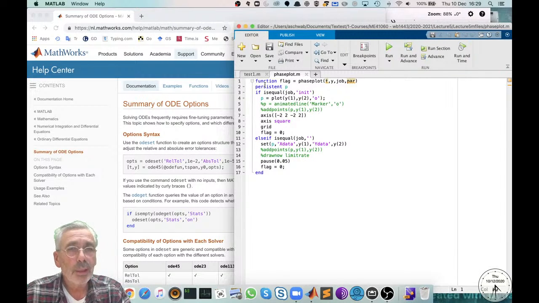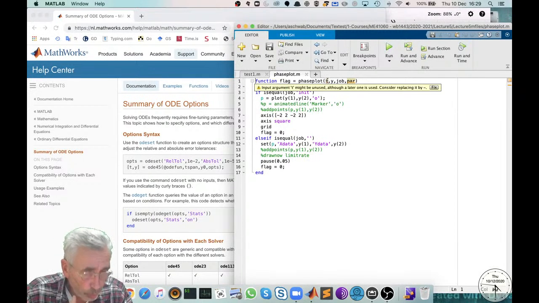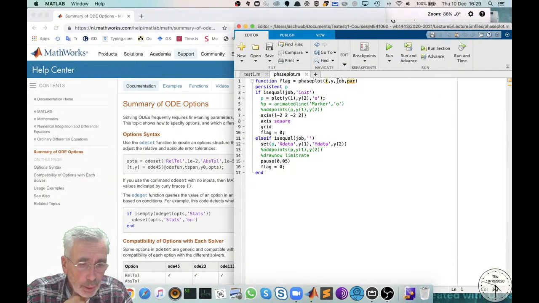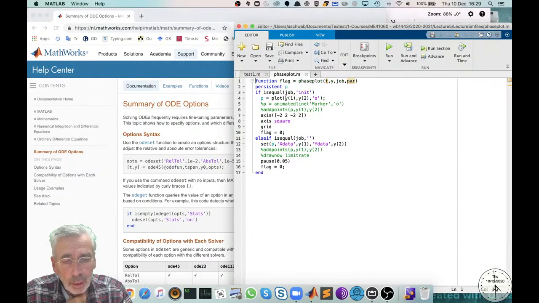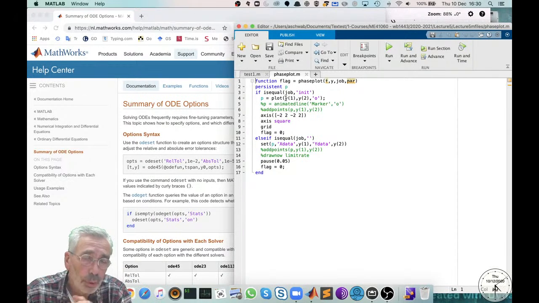Well, this is the standard way in which these output functions work. Pay well attention. So first of all, the name is phase plot. The parameter list is like in the ODE, the time and then the function value, and then you have job and parameter, and that is exactly this list, only there is a job in between. Why is there a job? Well, for this phase plot, they foresee that at the first time you have to do something, and at the end maybe you also have to do something, and while it's running you have to do something else.